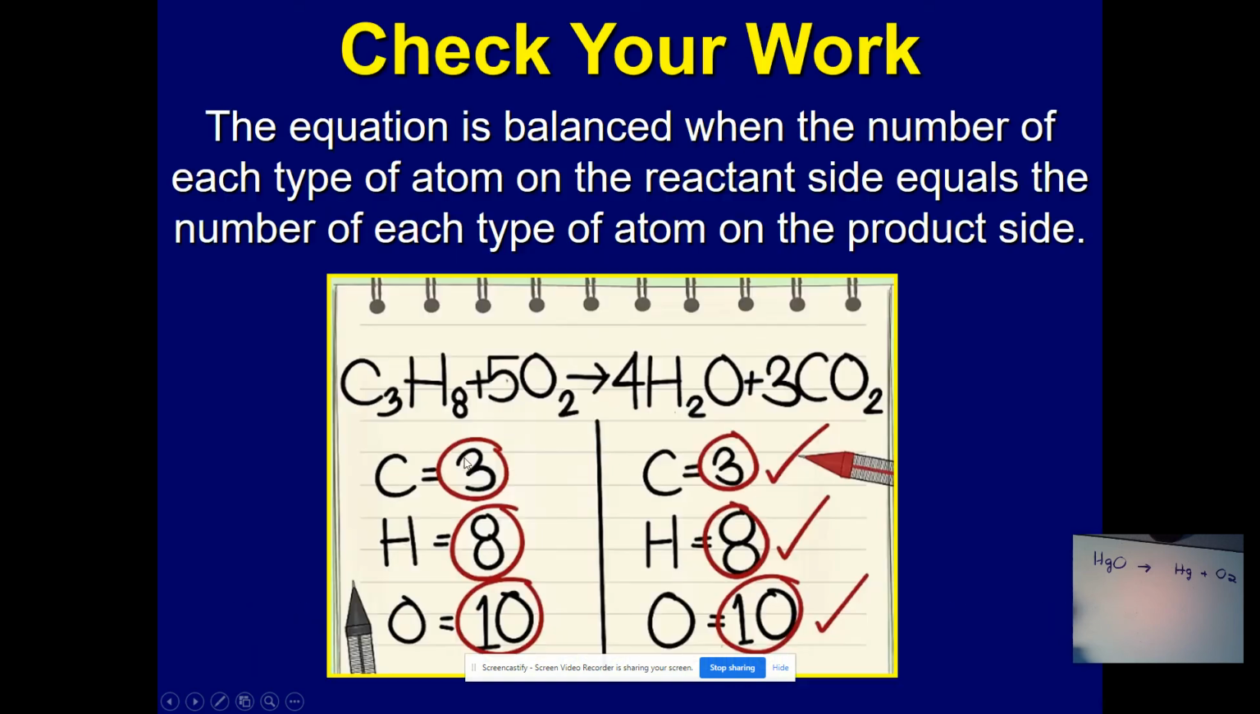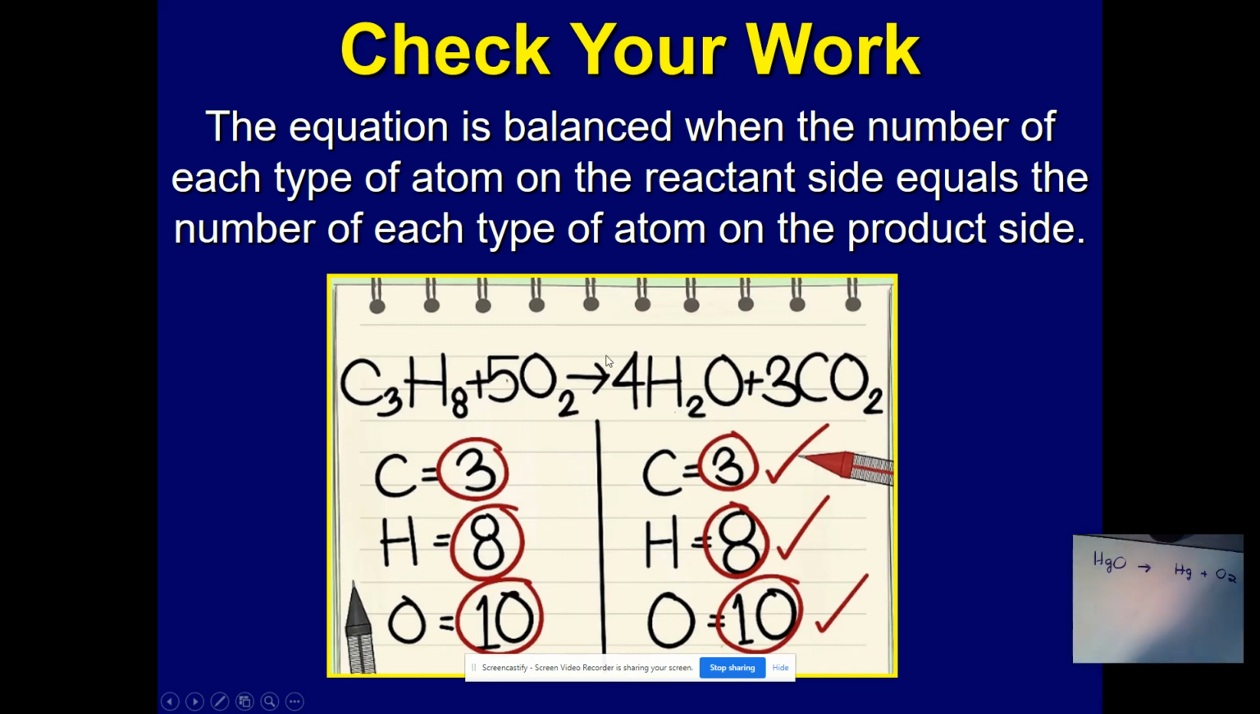And we're done. So your last step when you think you're done is to check your work. And it should already be written down here. We know that if these are equal, your reactants and your products are equal, you know you've done it right. You know that's a balanced equation.